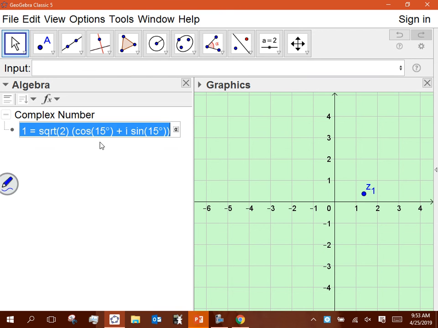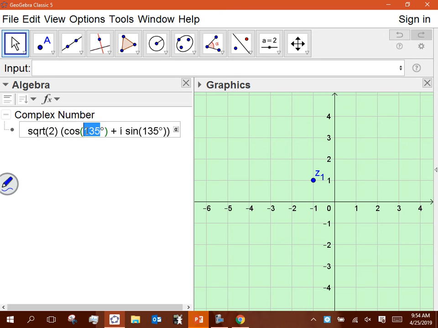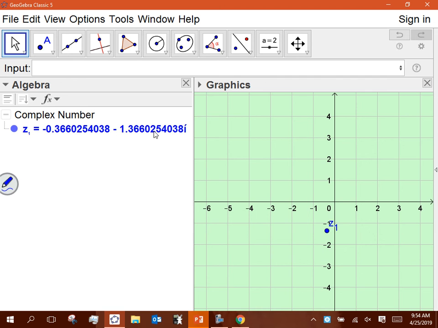Your second one will be when this number here is 135. Now this should be a nice one that we know because we know 135 off the unit circle, right? So there's your second, third, or cube root. And then the last one will be when it's 255. So it gives me that one.